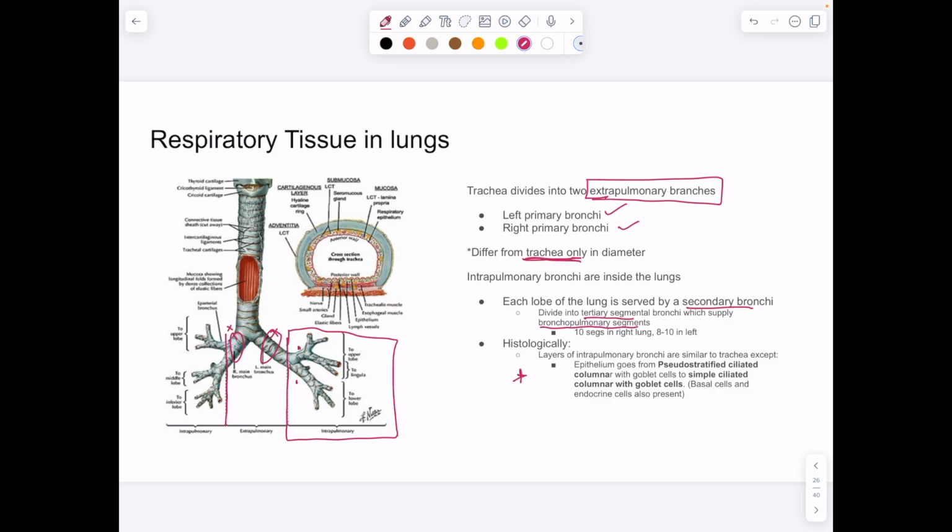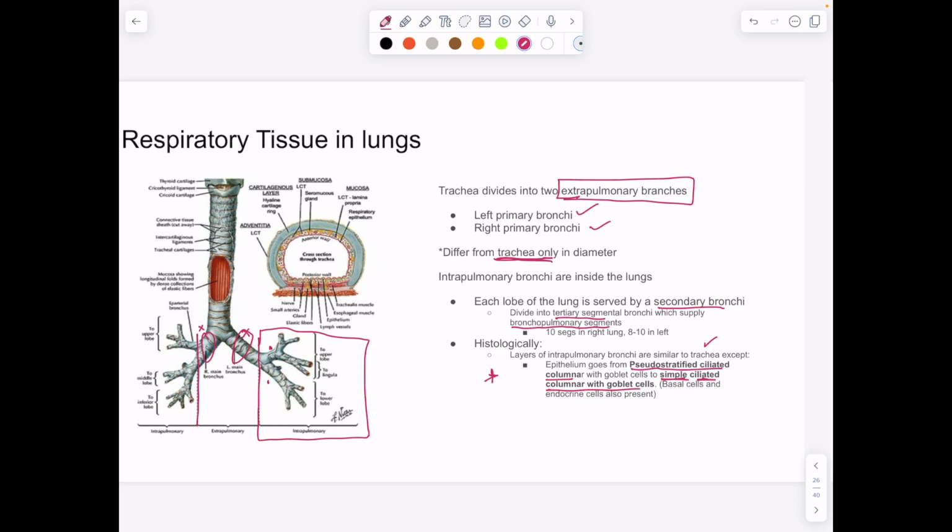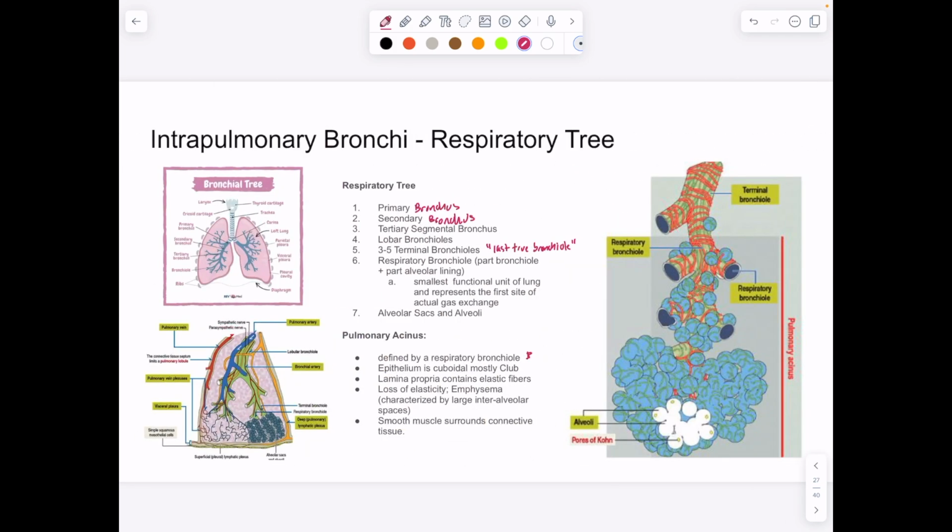Histologically, the layers of the intrapulmonary bronchi are similar to the trachea, except the epithelium is going to go from traditional pseudostratified ciliated columnar to, instead of pseudostratified, simple ciliated columnar, and it will continue to have the goblet cells, right? Basal cells and endocrine cells are also present. So just a tiny bit more about the respiratory tree before we move on.